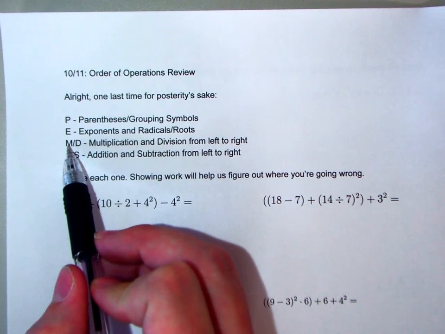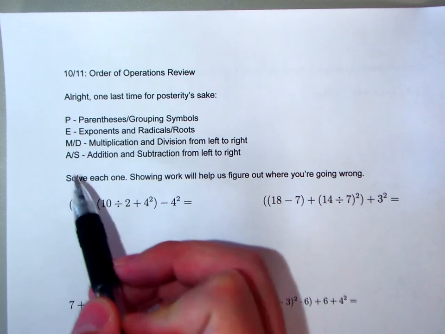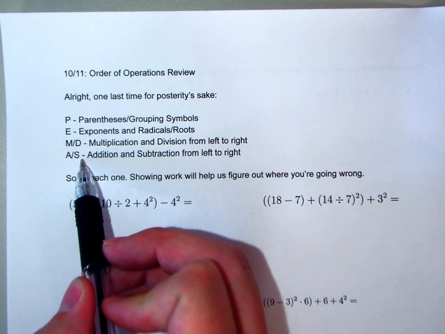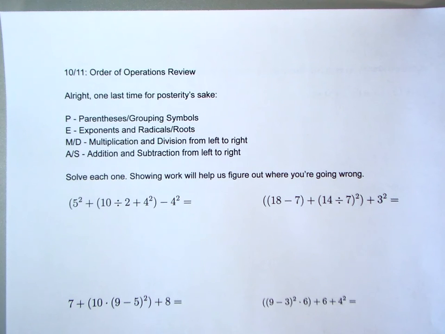Remember that multiplication and division happen at the same time, in the same way that addition and subtraction happen at the same time. So if those both occur in the same problem, you go left to right.